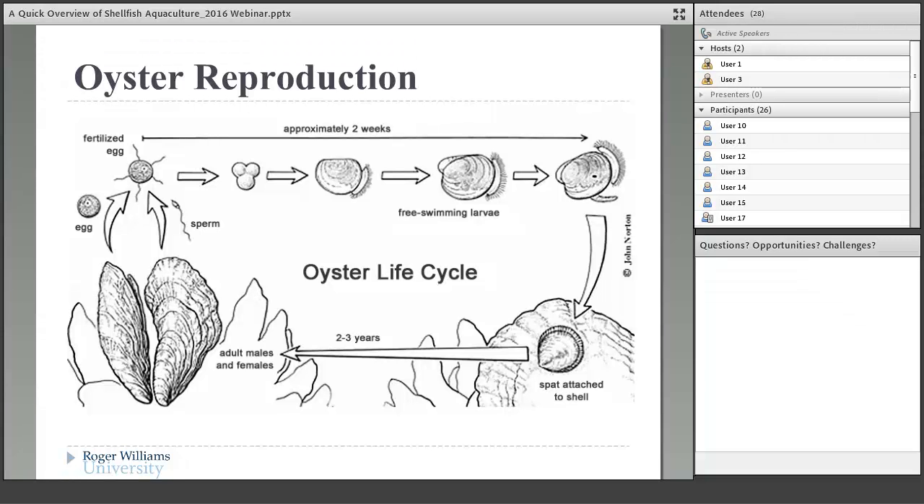their swimming ability. At some point, they become competent to metamorphose, where they will change their existence from a free swimming larvae down to a juvenile or very small oyster that has cemented itself down to some kind of hard substrate. They prefer to settle on other shellfish shells. And then over the next 2 to 3 years, they grow up to adult functioning reproductive oyster.